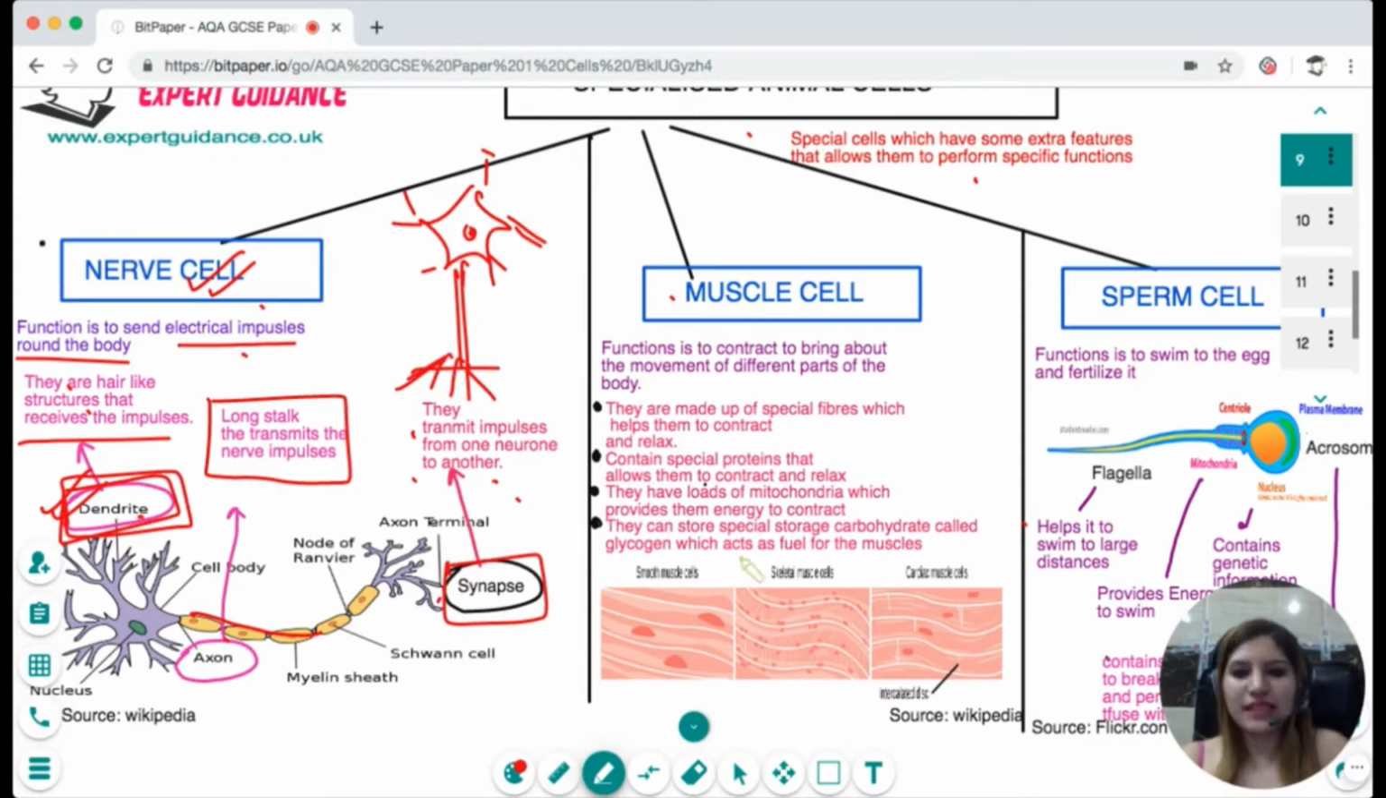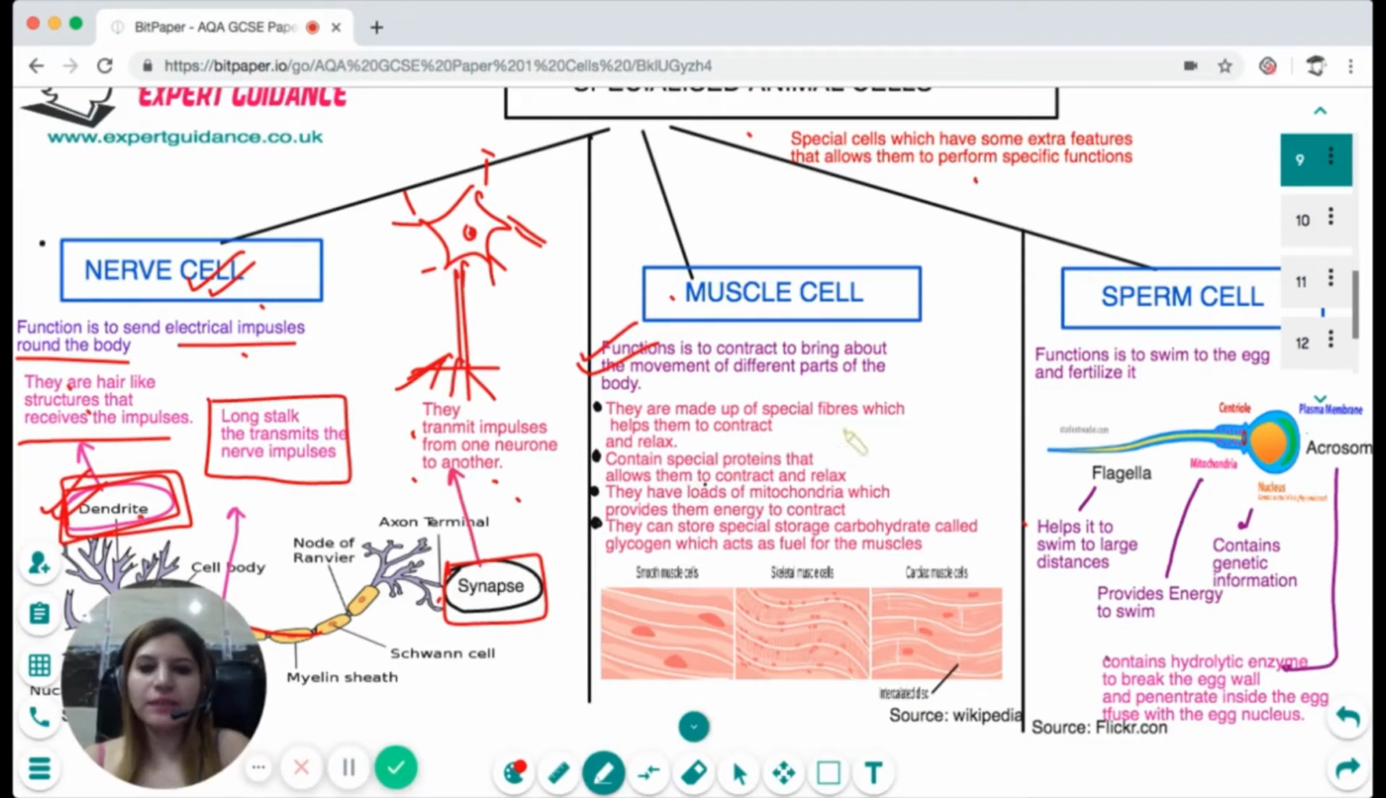Next is the muscle cell. The function of the muscle cell is to contract and bring about the movement of different parts of the body, and for that they are made up of special fibers which help them to contract and relax. They contain special proteins that allow them to contract and relax. They have loads of mitochondria which provide them energy to contract, and they have special storage carbohydrates called glycogen which acts as a fuel for the muscles. Okay, so for both of them, you should know what is the function and what features they have.